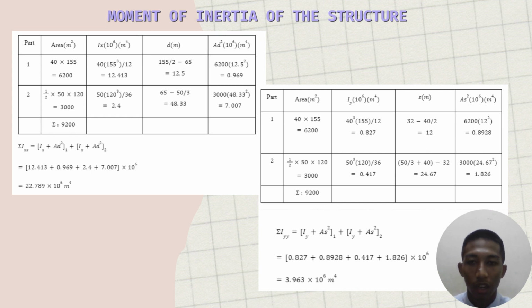At X, I have got the moment of inertia, which is 22.789 times 10 to the power of 6 meter to the power of 4. And for the Y value, I have got 3.963 times 10 to the power of 6 meter to the power of 4.